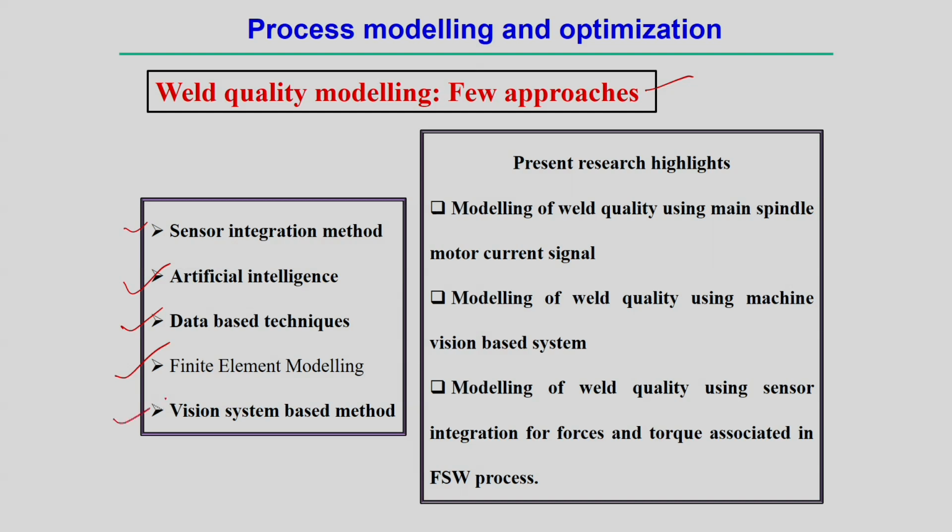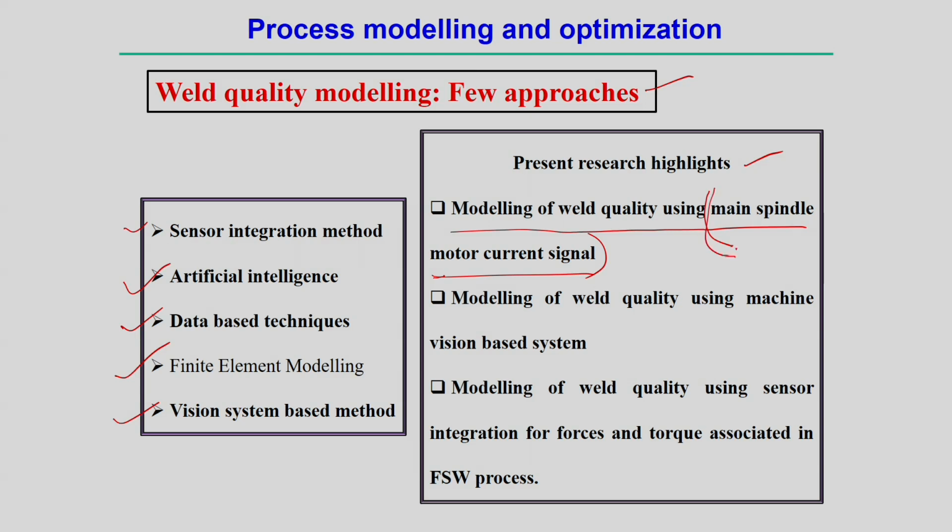And of course, apart from this data, if we capture the image and analyze the image, then a vision based system method can also be developed. So, these are the typical methodologies normally followed for weld quality monitoring in the case of friction stir welding processes. Recently we are working in that area. The present research highlights, for example, we are trying to do the modeling of the weld quality using the spindle motor current signal in the case of the friction stir welding process.